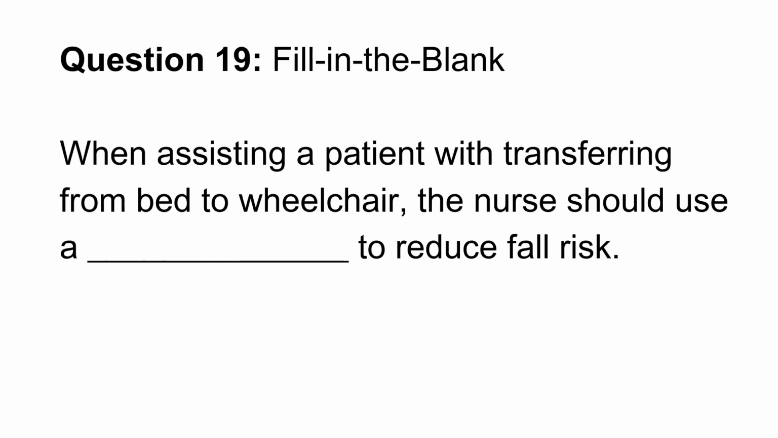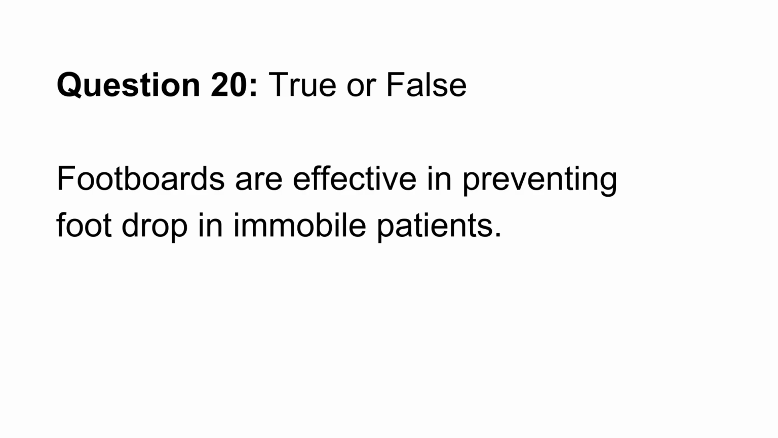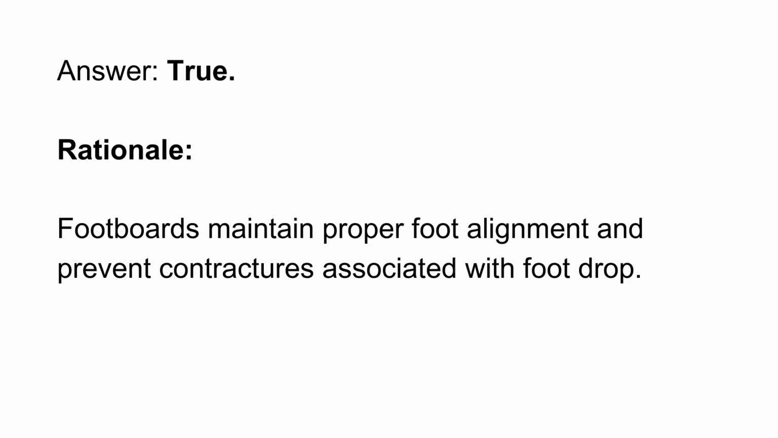Question 19. When assisting a patient with transferring from bed to wheelchair, the nurse should use a blank to reduce fall risk. Answer: gait belt. Rationale: A gait belt provides additional support and stability during transfers, reducing the risk of falls. Question 20. True or false: Footboards are effective in preventing foot drop in immobile patients? Answer: true. Rationale: Footboards maintain proper foot alignment and prevent contractures associated with foot drop.